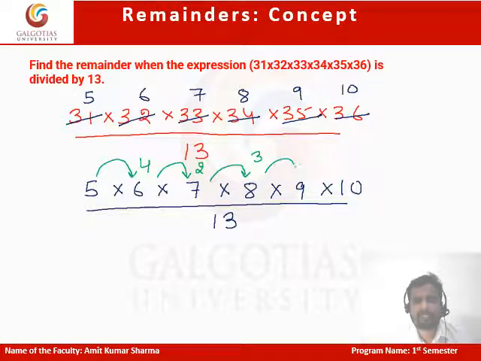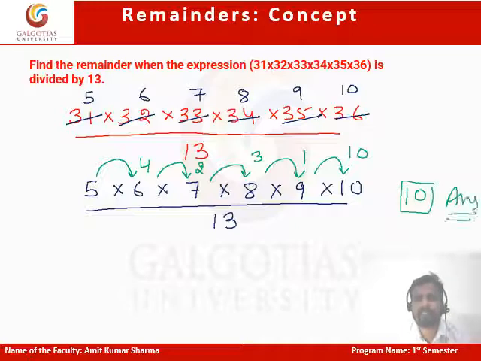Then 3 multiplied by 9, 3 nines are 27. Divided by 13, remainder is 1. And then 1 multiplied by 10, remainder is what? 10 only. So what is the final remainder? 10. Our final answer in this question will be 10.